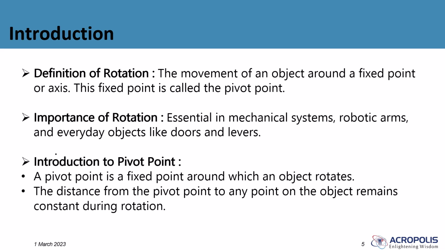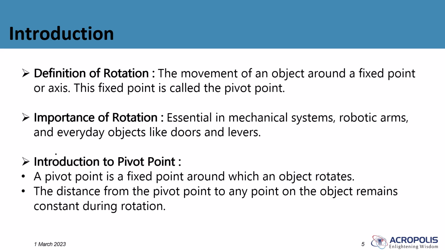The definition of rotation is the movement of an object around a fixed point or axis. The fixed point is called the pivot point. What is the importance of rotation? Understanding rotation helps us design and analyze everything from simple doors and levers to complex robotic arms and mechanical systems.